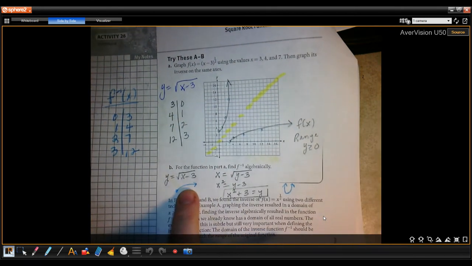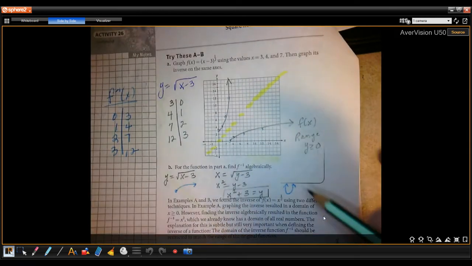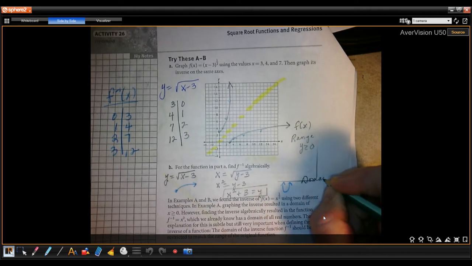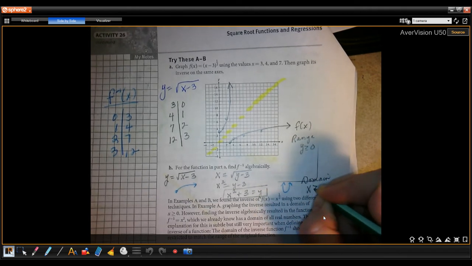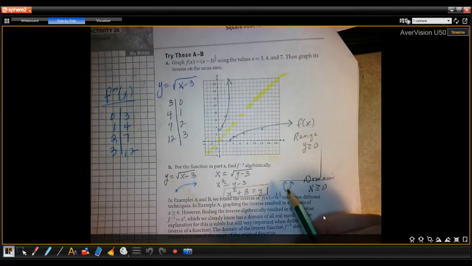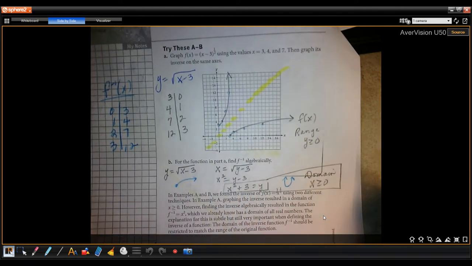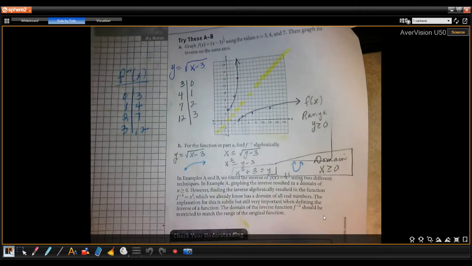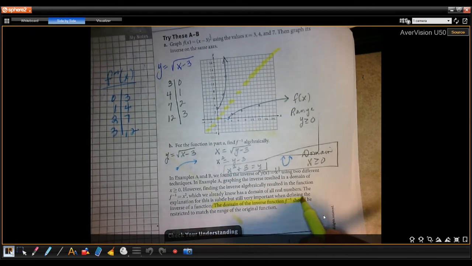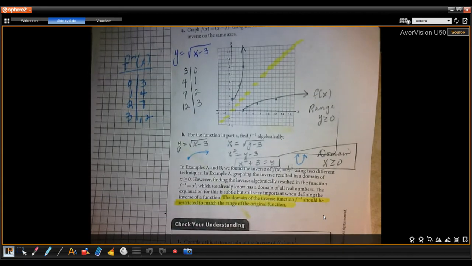So the range of this one is y is greater than or equal to 0. So that's the range. Then the domain here has to be what? X is greater than or equal to 0. So that is the restriction. So this all should go together right here like this. So that would be our restriction. So it says it right here. Keep reading. The domain of the inverse should be restricted to match the range of the original. And that's what we just did.